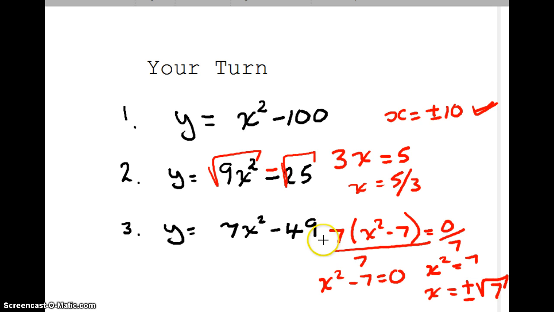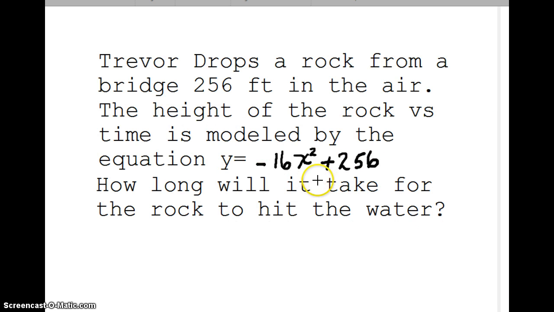Okay, let's do one more word problem, and then we'll be done for the night. So, Trevor drops a rock from a bridge 256 feet in the air. The height of the rock versus time is modeled by the equation y equals negative 16x squared plus 256. And maybe you're starting to see a relationship between the initial height of the object and what our c number is always. How long will it take for the rock to hit the water?